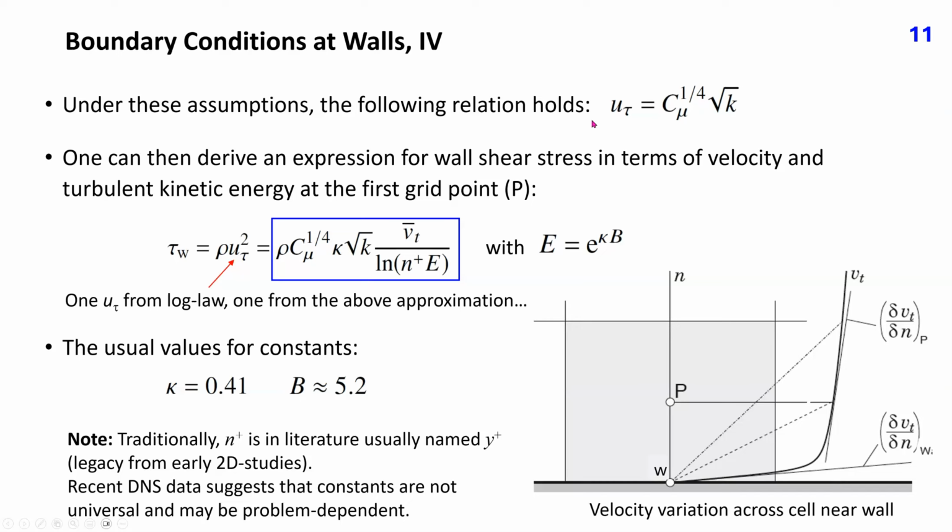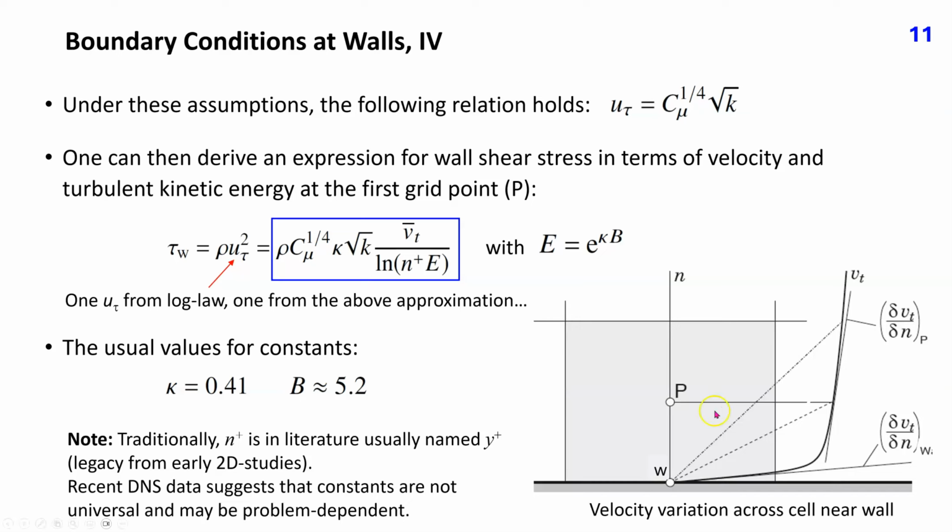The usual values of constants are given here. Kappa is called the von Karman constant. It was long believed that this constant is universal and valid for all turbulent boundary layers, but recent studies, both DNS and detailed experiments, show that it can be both lower and higher depending on the flow. The same is true for the constant B.